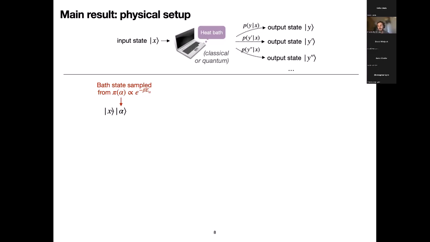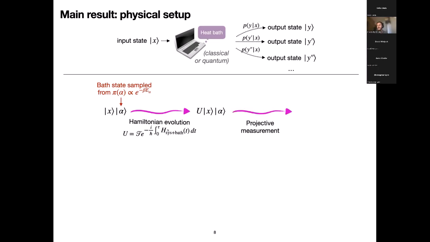This is the input state. This is a state of the bath, which is going to be sampled from a Gibbs ensemble. And this then undergoes Hamiltonian evolution, giving rise to this unitary over the system and the bath. And after that evolution, we perform a projective measurement. We measure the state of the bath, and we measure the output state of the system. And this gives us actually a conditional probability distribution of observing output y, alpha prime. Alpha prime is the final state of the bath, given the initial conditions. It's given by the Born rule.